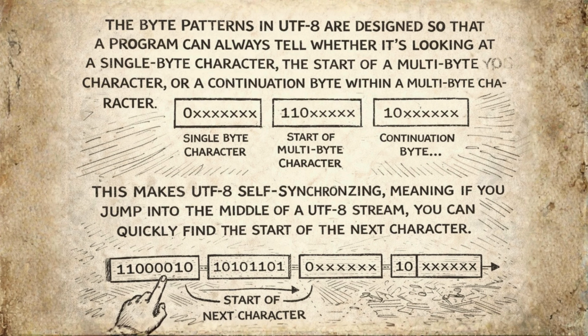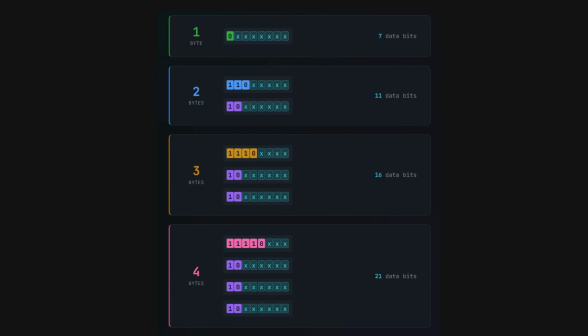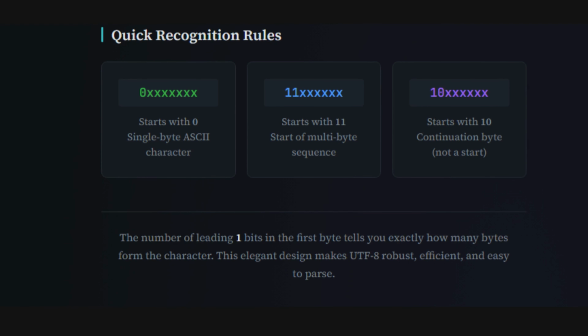The byte patterns in UTF-8 are designed so that a program can always tell whether it's looking at a single byte character, the start of a multi-byte character, or a continuation byte within a multi-byte character. This makes UTF-8 self-synchronizing, meaning if you jump into the middle of a UTF-8 stream, you can quickly find the start of the next character. Take a look at the bit patterns on the screen and see the 1 byte, 2 byte, 3 byte, 4 byte characters, how they start. The leading bits tell you how many bytes form the character. The X positions hold the actual code point data.